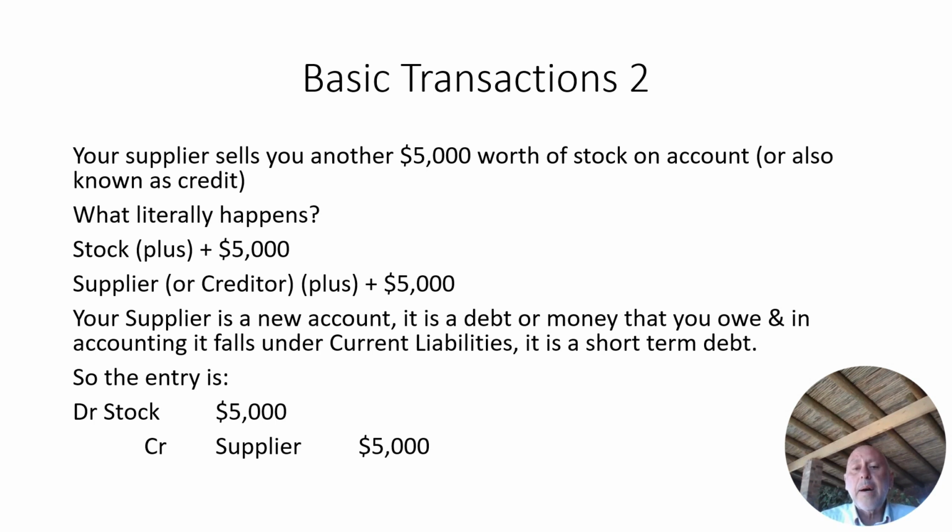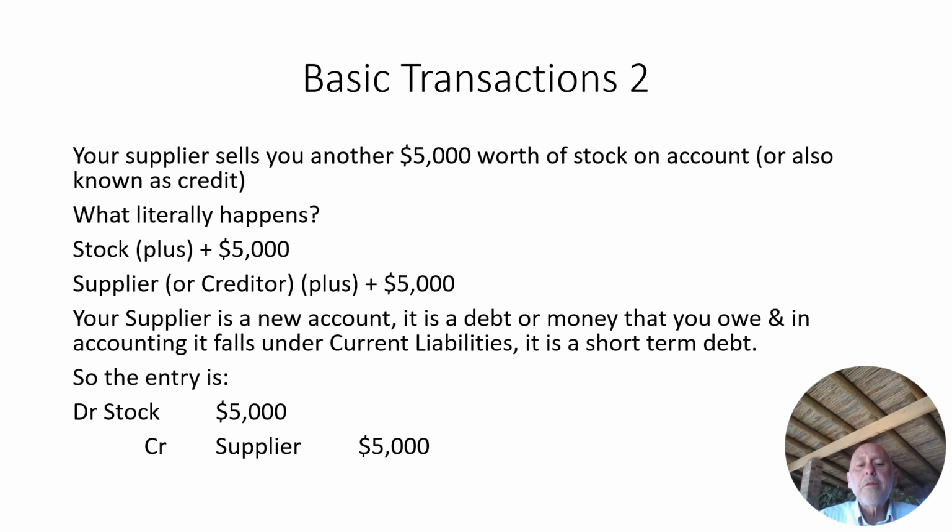All right, we're going through another basic transaction. You've got your supplier and he sells you another 5,000 worth of stock on account, which is also known as credit in accounting terms. Any transaction you do, don't get confused that it's on the debit side or the credit side of your set of books. When you say you're doing a transaction on credit, it means it's not cash. All right, so again, we're adding $5,000 worth of stock. So it's stock plus 5,000.